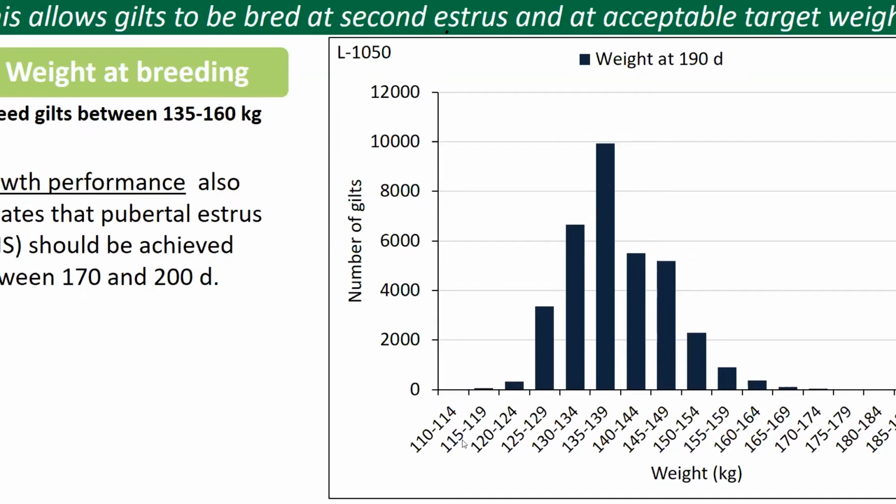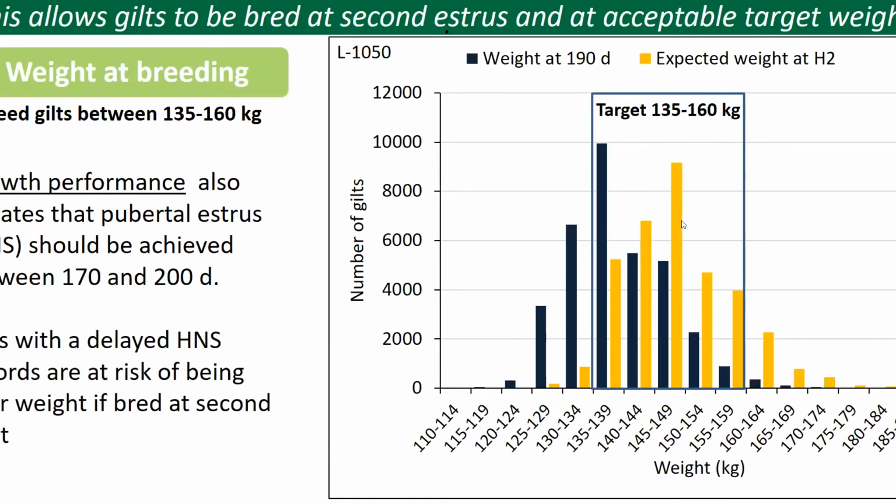So here on the horizontal axis, we have weight at service, weight at 190 days of age, and you can see the range is from about 120 kilograms to about 170 kilograms. If we're to look at our target weights, we want the target to be 135 to 160 kilograms. At 190 days of age, most gilts are below that target and some of them are still light.